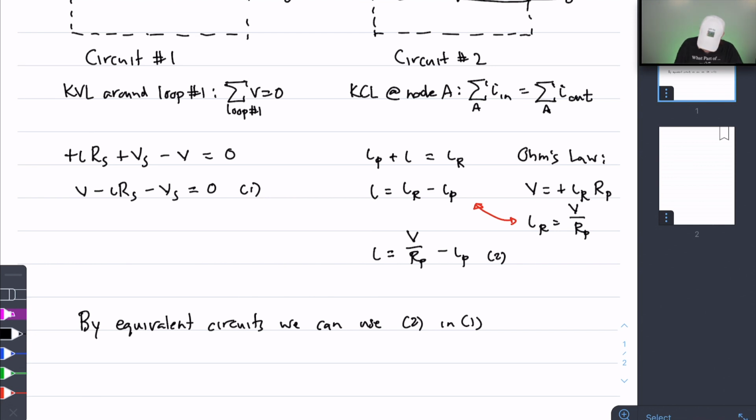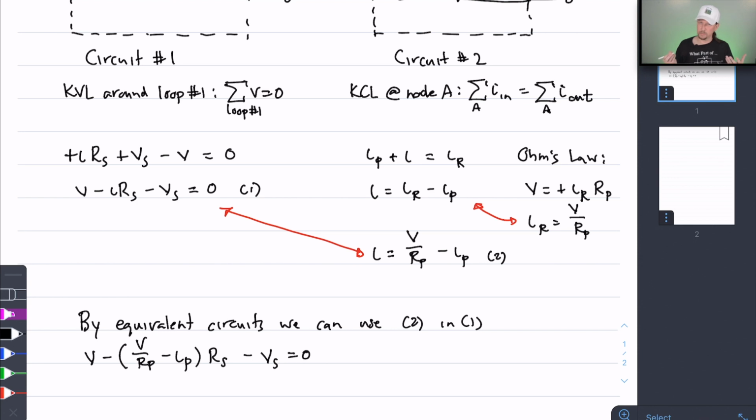Right? So over here, what I'm doing is I'm taking this equation, plugging it into there, and eliminating the variable I. So the equation that I'm left with is V minus, well, I, which is V over R sub P, minus I sub P times R sub S, minus V sub S, that's equal to 0. And one of the things that I'm going to do is gather all of the terms that have V together. So this term has V, that term has V. Notice that I have to distribute that. The other terms do not, so I'm going to group those together.